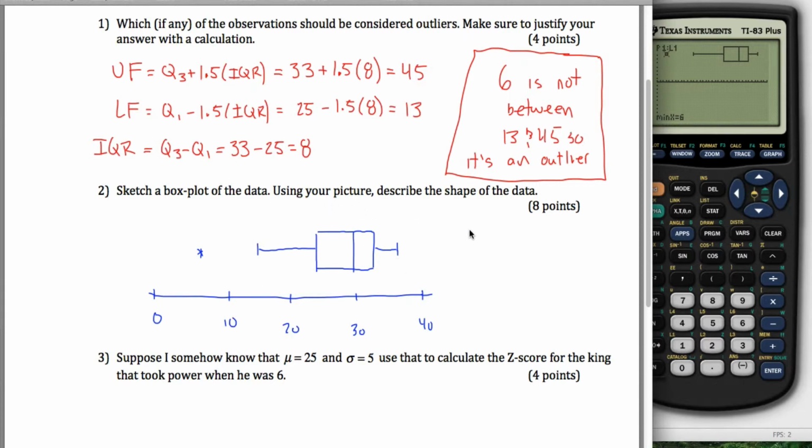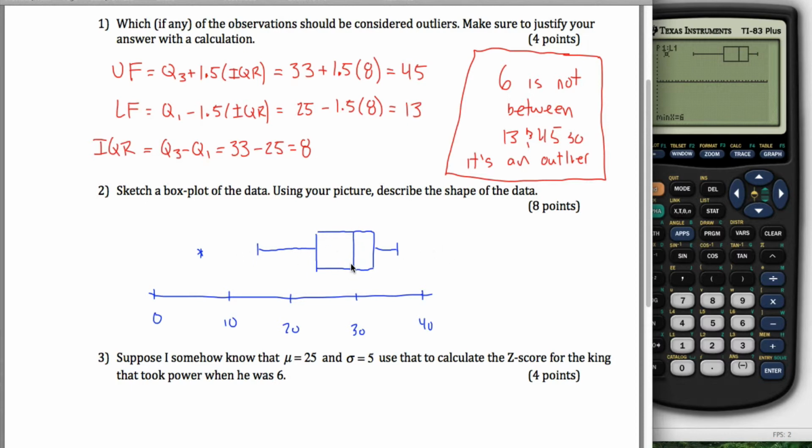Using the picture, describe the shape of the data. So what you're supposed to see here is that this thing is asymmetrical. It's not symmetric. The median's right here, but there's this longer tail going out to the left. Most of my data is in this box here. There's a little bit above it, but there's a lot below it, because this is longer out here.